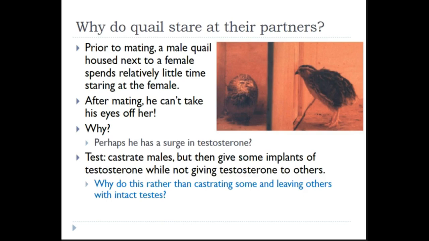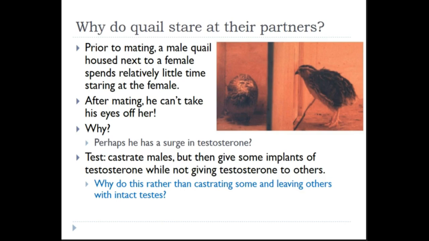So they did an experiment where it's kind of a rough experiment on these poor guys. First they would castrate the males. And then they would give implants of testosterone to some of them, and give no implants of testosterone to the other ones. In this way, they could observe whether the change in testosterone is affecting the staring behavior of these animals.